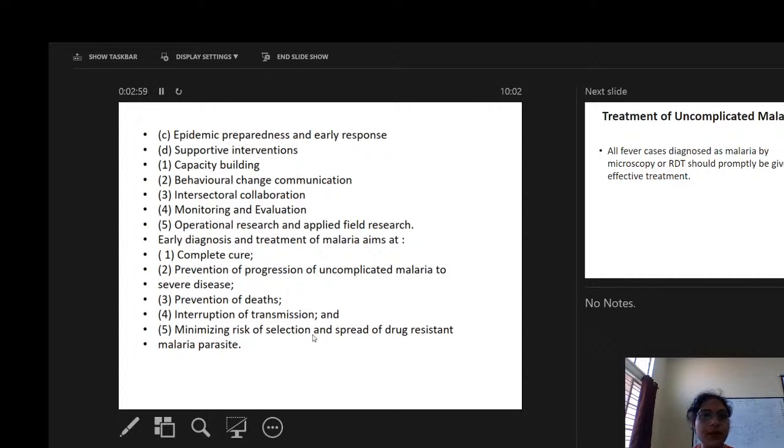Next is epidemic preparedness and early response. And next is supportive interventions. Under supportive interventions, we have capacity building, like creating a team, including health workers or the link workers, and educating the lab technicians on how to diagnose, how to read the smear, and all that is called capacity building.